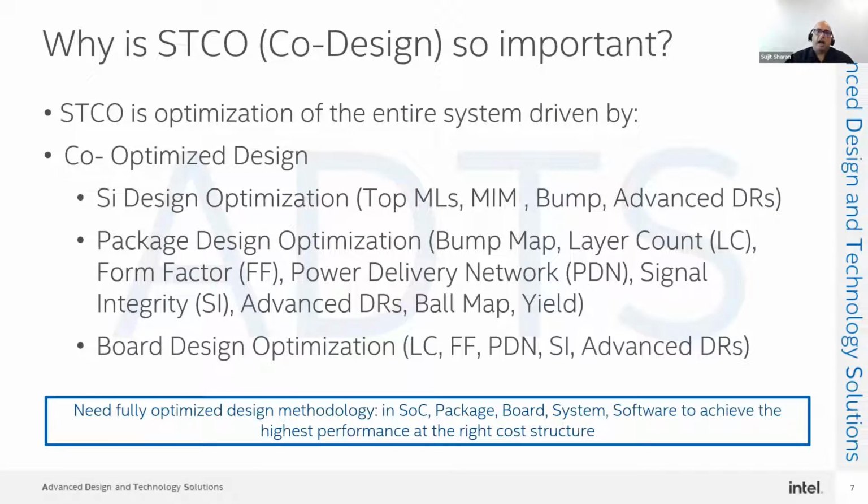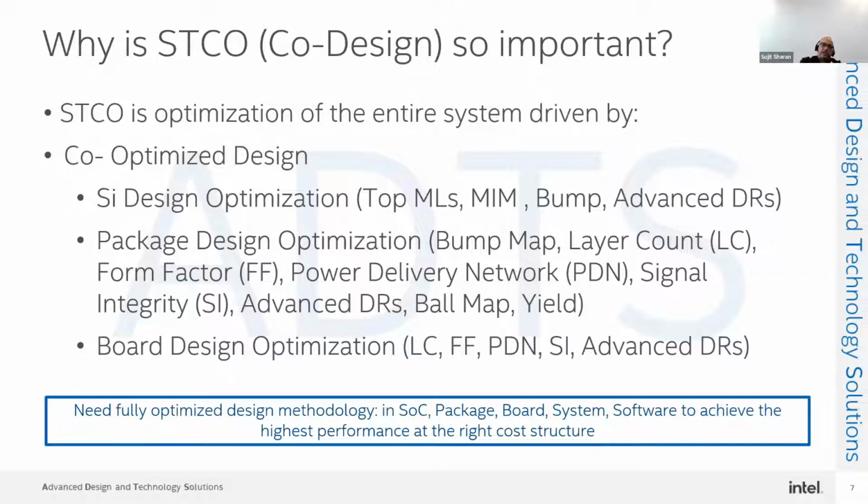So what do we mean? I mean, we hear a lot of people talk about STCO and why it is important. And for us, STCO is the optimization of the entire system. It's a co-design optimization where we take the silicon design, the top metal layers, the MIM layout, the bumps, use the advanced design rules, work with the package design optimization, which would be the bump map, the layer counts, the form factor, the power delivery network, signal integrity, use our advanced design rules to correct the right ball map and the yield.